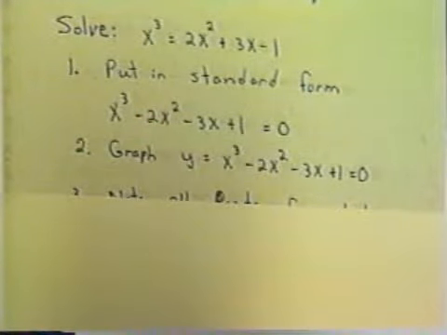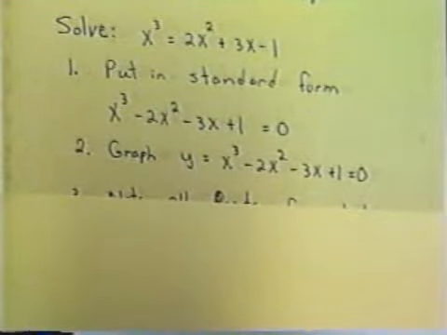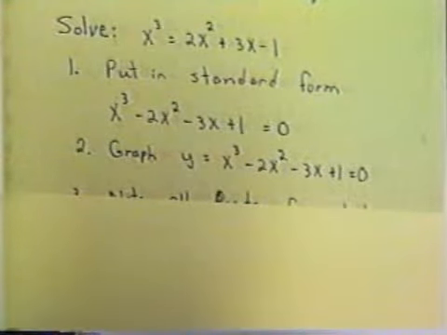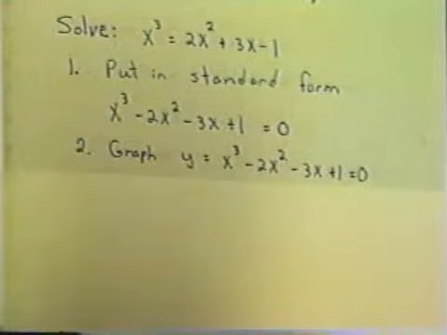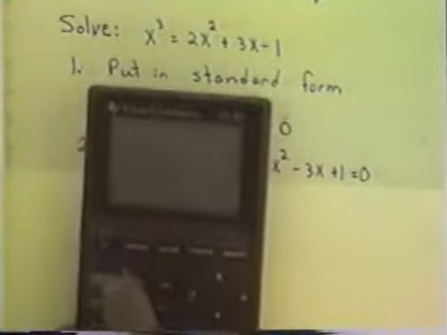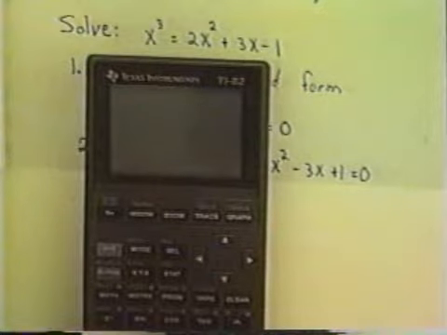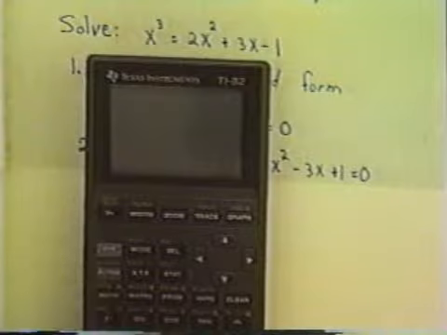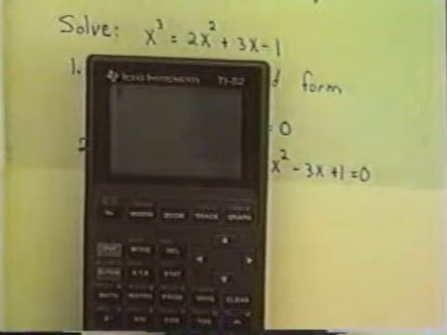Now once I get it in standard form, I want to graph the function y is equal to x cubed minus 2x squared minus 3x plus 1. Let's look at the graphing calculator and go back and do that graph. So I need to turn it on.